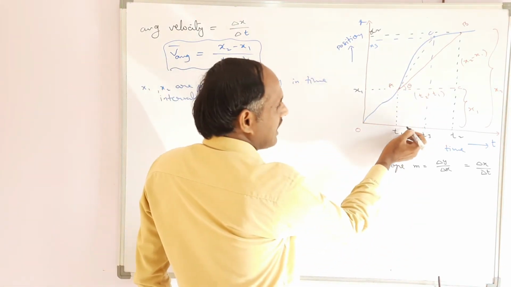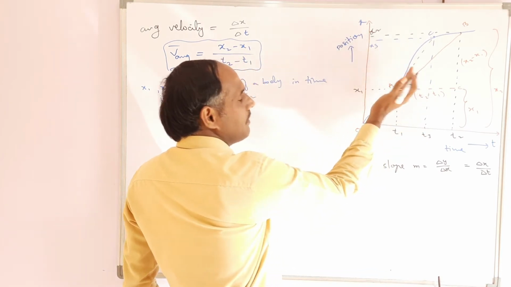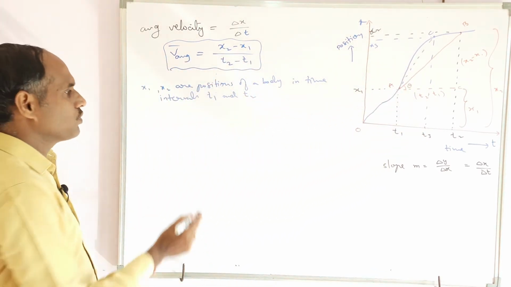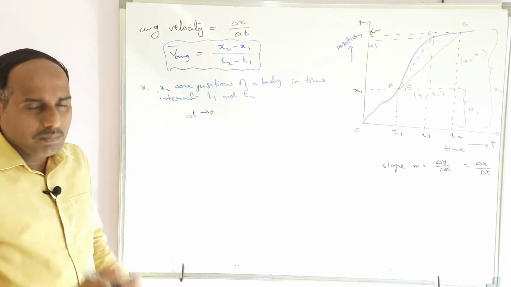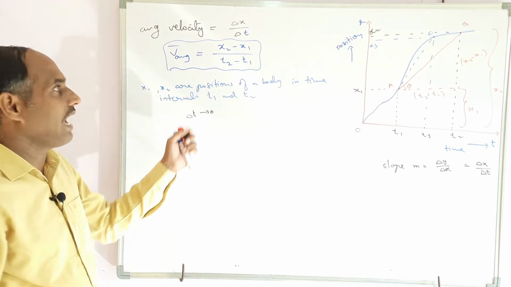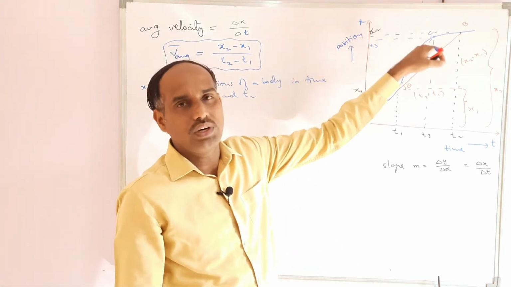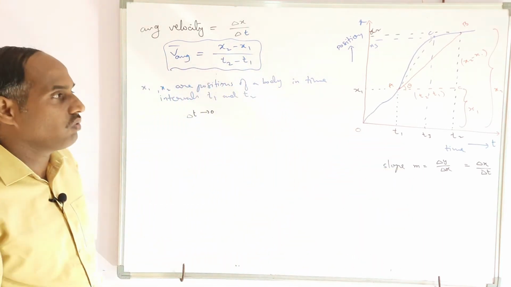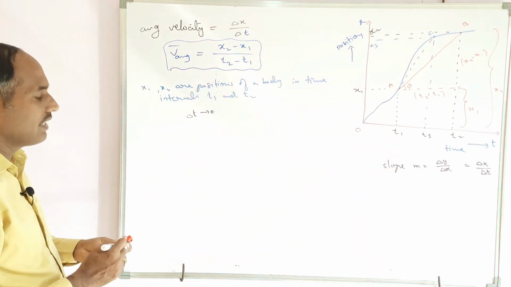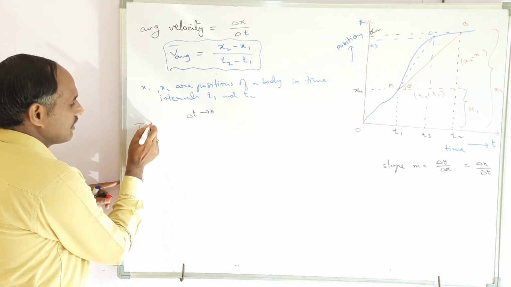Even if you take the time interval here, it is the position here, and the line will become steeper and smaller, meaning delta t tends to 0. Delta t tends to 0 means for any small interval of time, it won't give the information about the velocity or position of the body at that instant. So for that we are introducing one more physical quantity. That physical quantity is said to be instantaneous velocity.